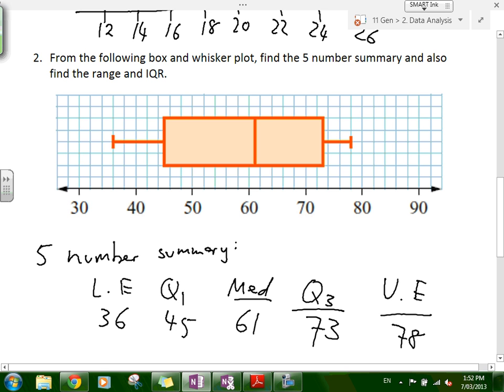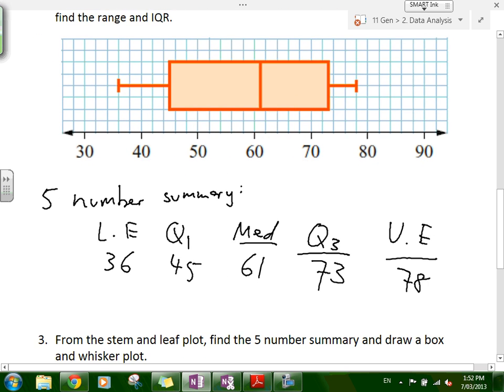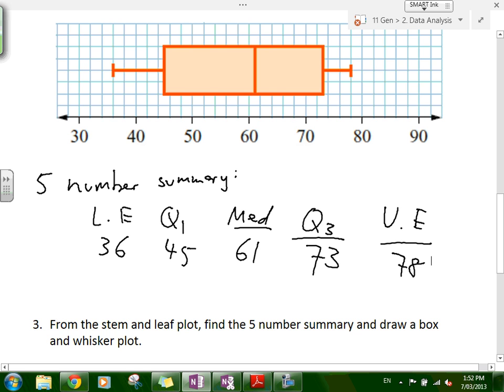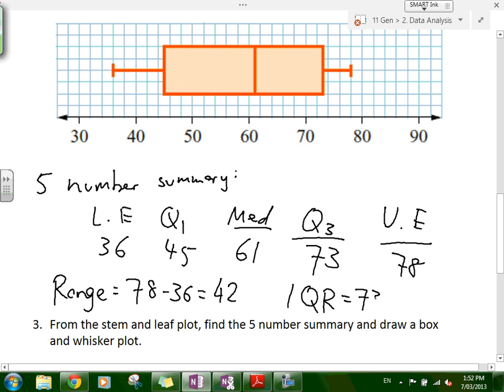Alright, so we've got those details. Now we need to find the range. What's the range? Good. 78 minus 36, which is equal to 42. And then what's the interquartile range? Good. 73 minus 45, which is what again? Alright, so we found the things that we're looking for. And you're just using the data that you get out from this box and whisker plot. Finding what it is.